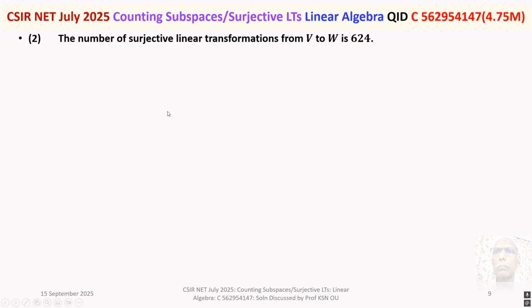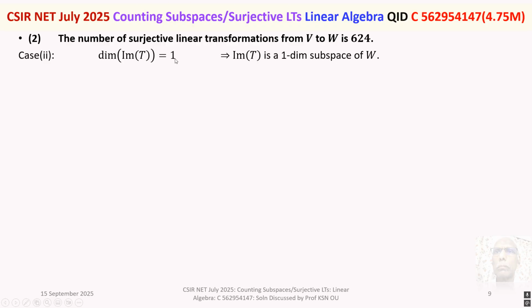Right. Now go to case 2. The dimension of the image of T is 1. We have considered 0. Now we are considering 1 because it is less than 2. So what will be the image of T? It will be a one-dimensional subspace of W. The image of T will be a subspace of W.